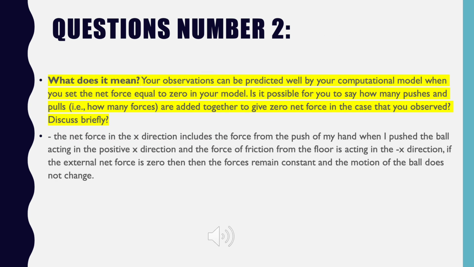Now, for the second question about the net forces. So the net forces in the x direction include the force from the push of my hand when I push the ball, acting in the positive x direction, and the force of friction from the floor acting in the negative x direction. So if the external net force is 0, then the forces remain constant and the motion of the ball does not change. And these are the forces that are acting on the ball to give an F net of 0.